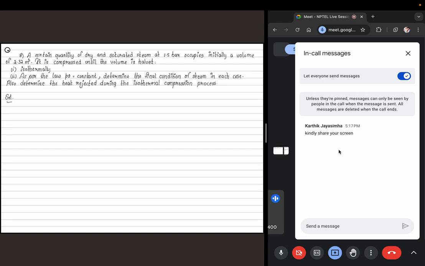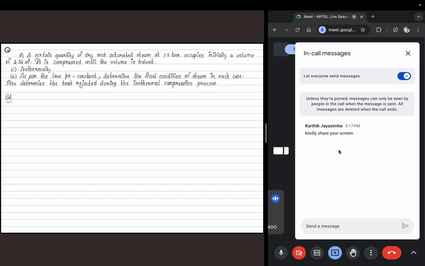Part 1 asks you, it's an isothermal compression. Part 2 says it goes according to the law of PV equal to constant. Determine the final condition of the steam in each case. Also determine the heat ejected during the isothermal compression process. First, we'll solve the first case.